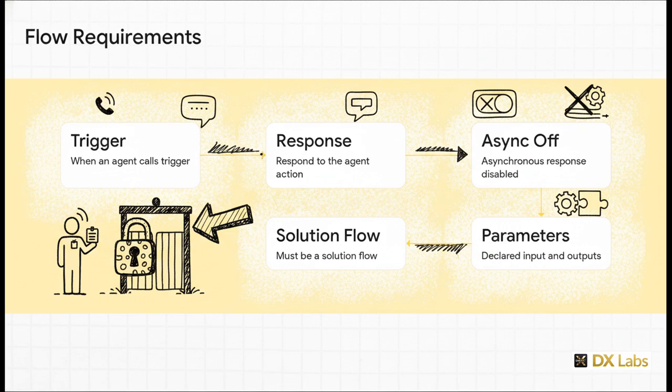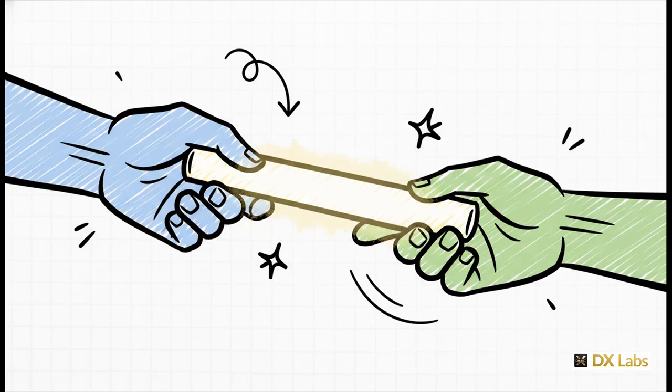First up, it absolutely must have the when an agent calls trigger. Second, it has to end with the respond to the agent action. Third, and pay attention, this is a critical networking rule: the asynchronous response toggle must be explicitly turned off in the settings. This is what ensures the topic actually waits for the flow to finish. Fourth, it needs declared input and output parameters. And fifth, it has to be built as a solution flow. If literally any of these are missing, the flow simply will not appear in your tool picker. No exceptions.